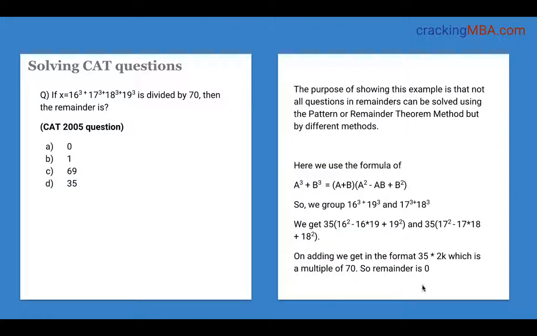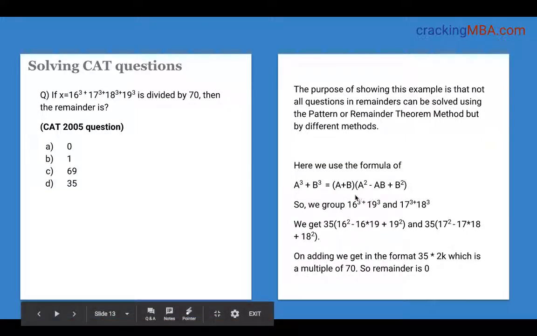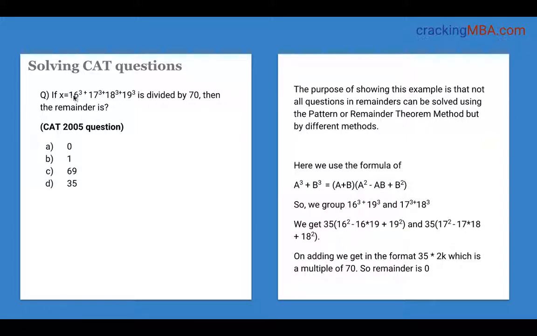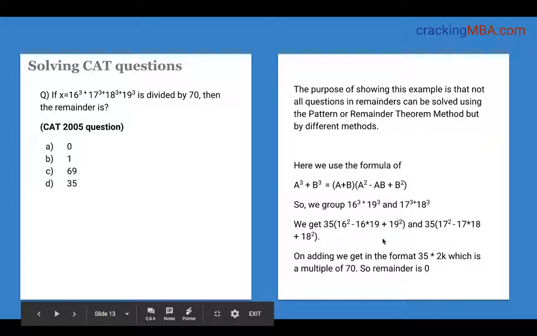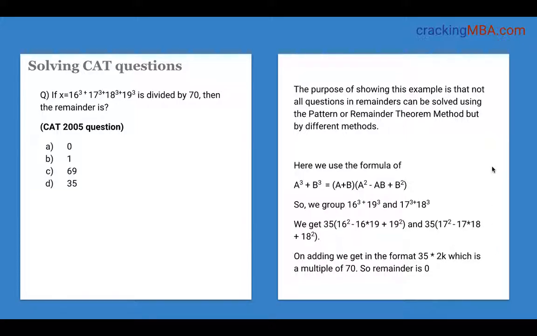Here we make use of the formula a cube plus b cube is equal to a plus b into a squared minus ab plus b squared. We need to group together 16 cube plus 19 cube and 17 cube plus 18 cube, which will give you this format: 35 into this product, 35 into this product, and this whole product is a multiple of 2, and this whole product is a multiple of 2. So we get 35 into 2k format, which is a multiple of 70. Hence the remainder is 0.